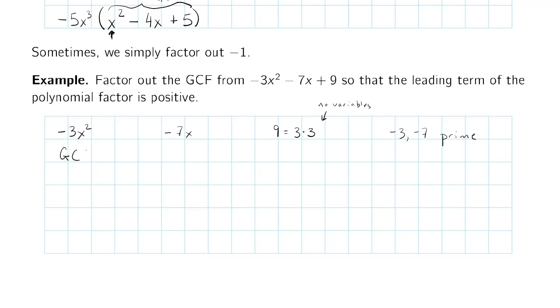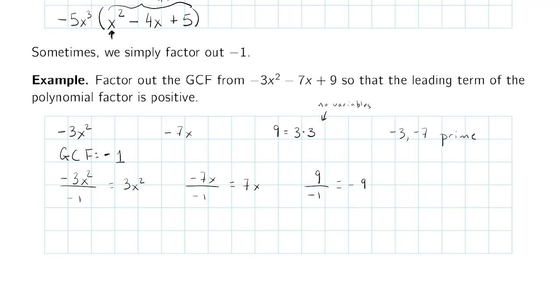In this case, the GCF is just 1, which is very boring to divide by. But because we want to get a positive leading coefficient, we're going to use negative 1. So we'll say negative 3x squared divided by negative 1 is positive 3x squared. Negative 7x divided by negative 1 is positive 7x. Positive 9 divided by negative 1 is negative 9.